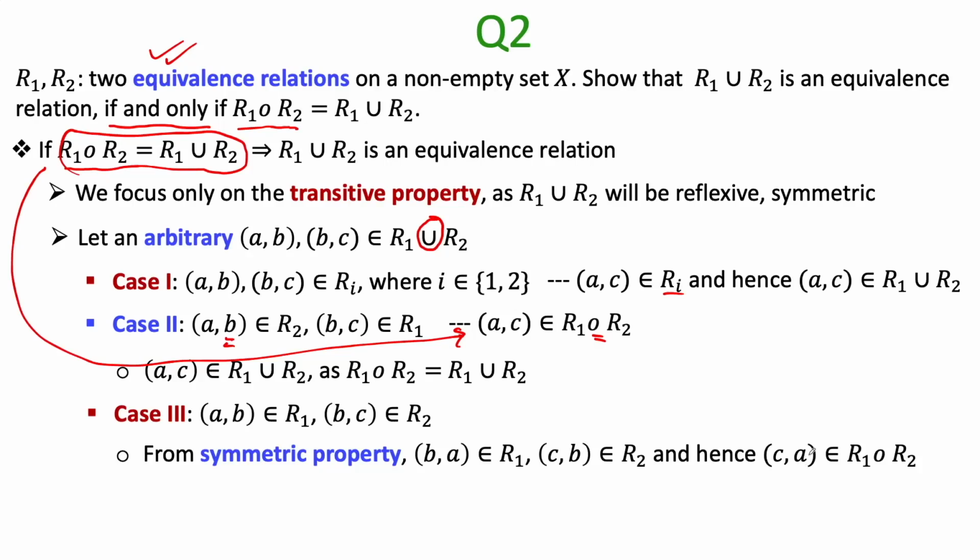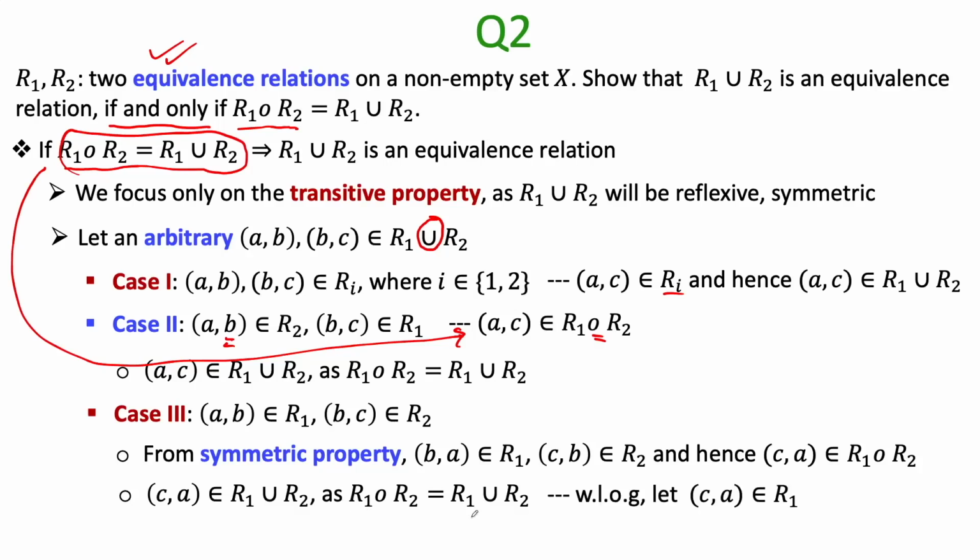But now, that's not my goal. My goal is to show that A, C is present in the composition, and then I can use the fact that the composition of R1 and R2 is the same as the union and conclude that AC is in the union as well. So what I do here is, since the premise says that the composition of R1 and R2 is the same as their union, I can conclude that the ordered pair C, A is present in the union as well. Now, if it is present in the union of R1 and R2, it will be present in at least one of these two relations, either in R1 or in R2. So without loss of generality, let it be present in R1.